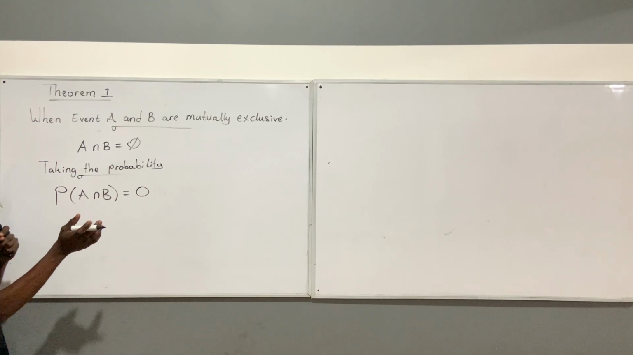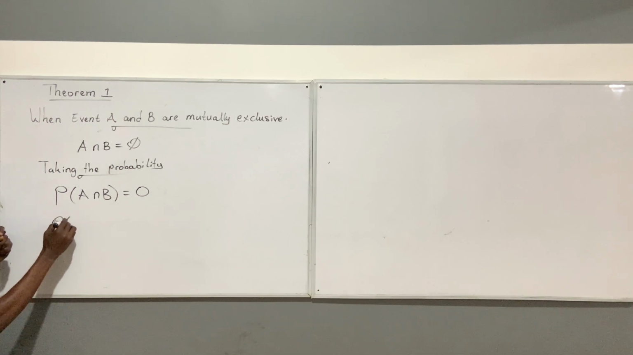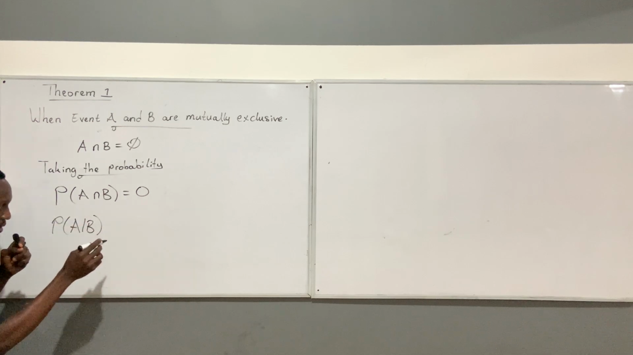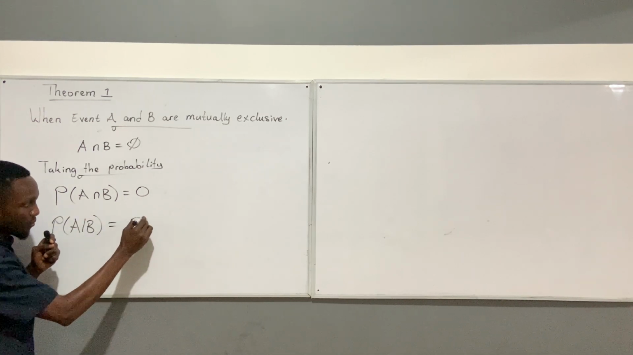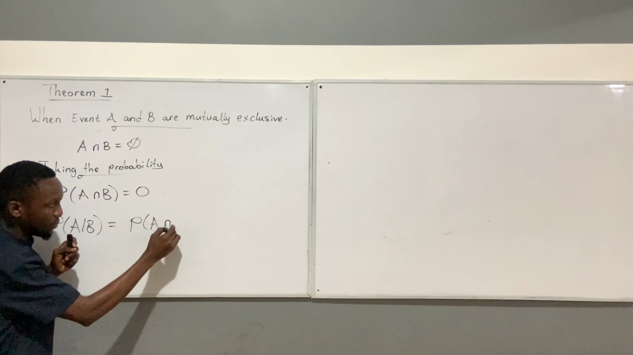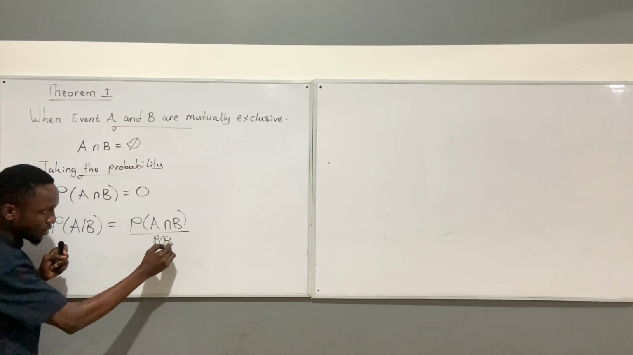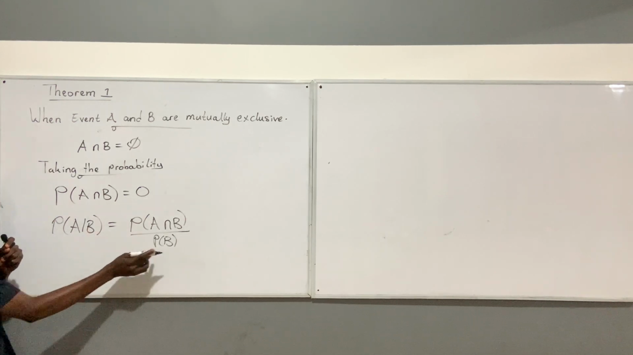Now, when we switch to conditional probability, we say that the probability of the event A as B has occurred, remember that I'm dealing with two events A and B, is going to give us the probability of A and B occurring divided by the probability of B. Know that I am conditioning on B. That's why I divided.